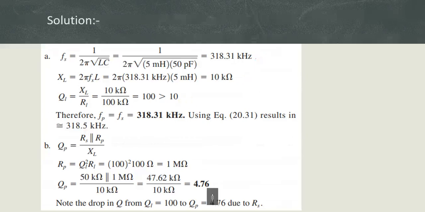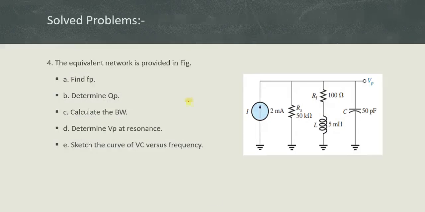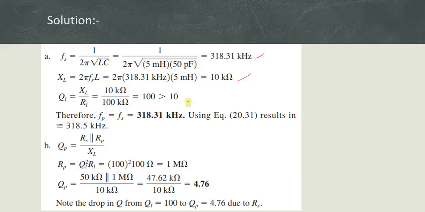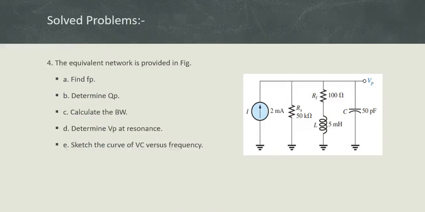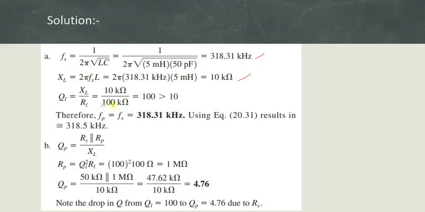Okay, so it is XL equal to 10 kilo ohm and RL equal to 100 ohm. Here it is a printing mistake, it is 100 ohm. If you simplify this, it is 100. Automatically my quality factor is greater than 10, so we go for such assumptions, so that Fp and Fs are equal to my series resonance frequency, so that I choose the corresponding values.